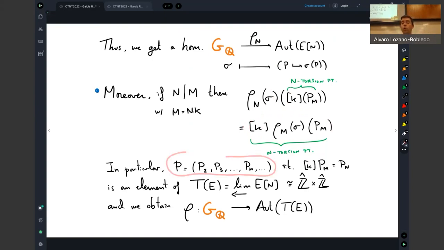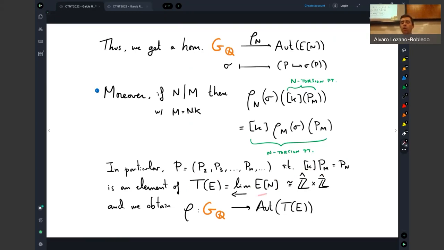The upshot is, like in the case of roots of unity, that I can make a sequence of points, each one on the M torsion of the elliptic curve, such that the K multiple of PM is PN, so it's a coherent sequence with respect to the multiplication maps in the elliptic curve. Then what I get is an inverse limit, which we call the Tate module, the adelic Tate module of the elliptic curve. And because each one of those is Z mod N cross Z mod N, in the limit what I get is a Z hat cross Z hat module.